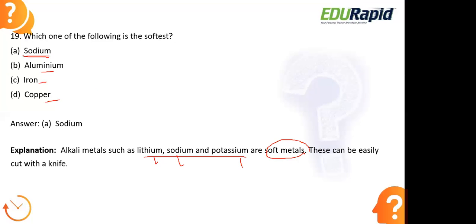But usually the general metallic property is that it has to be hard, right? We know about aluminium, iron and copper that we use in the kitchen, right? They are usually hard. The utensils made out of all of these are usually hard, but sodium is one of the softest metals included here. Lithium, sodium and potassium are the softest metals that we have to remember.